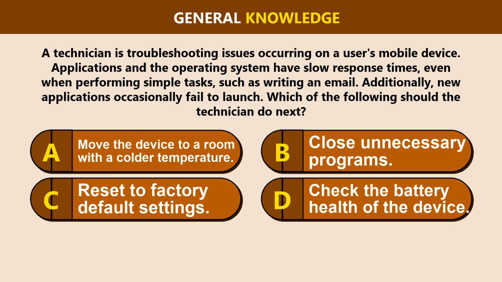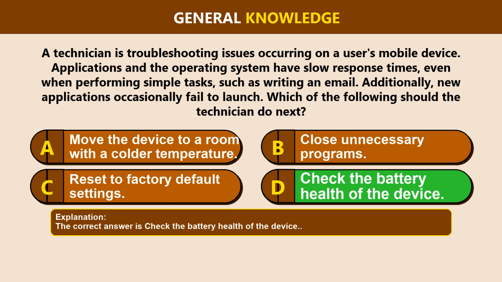Question 62. A technician is troubleshooting issues occurring on a user's mobile device. Applications and the operating system have slow response times, even when performing simple tasks, such as writing an email. Additionally, new applications occasionally fail to launch. Which of the following should the technician do next? Option A, move the device to a room with a colder temperature. Option B, close unnecessary programs. Option C, reset to factory default settings. Option D, check the battery health of the device. The correct answer is option D, check the battery health of the device.